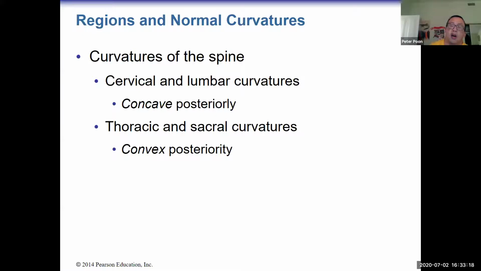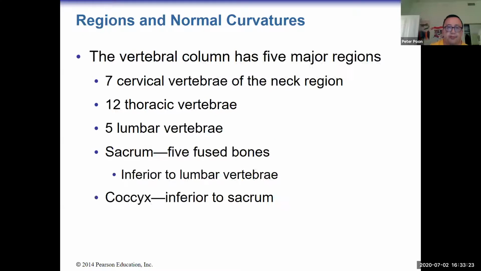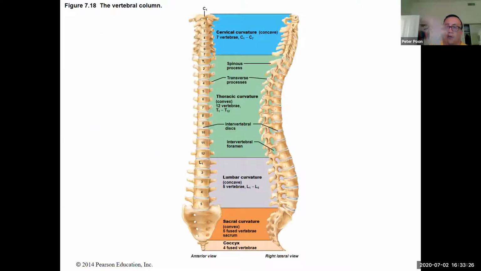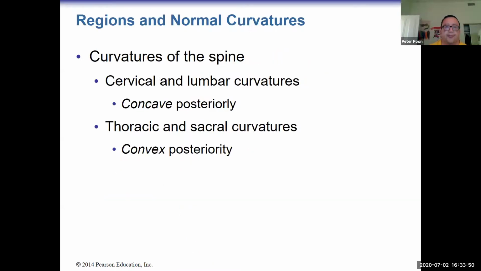The cervical and lumbar curvatures are concave posterior, so they go that way. The thoracic and sacral curvatures are C-shaped. Your spine when you were born is C-shaped. If you look at cat spines or dog spines, they're C-shaped. Ours is different, because we stand up.